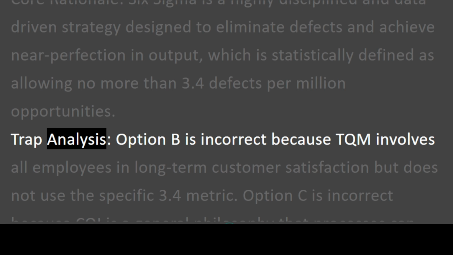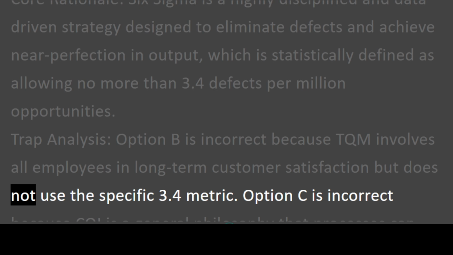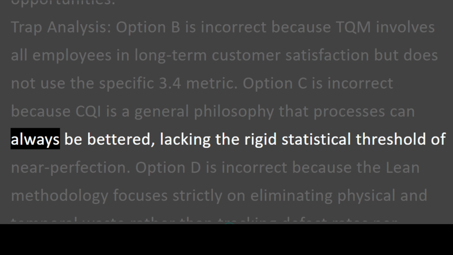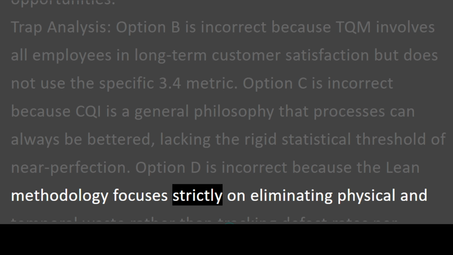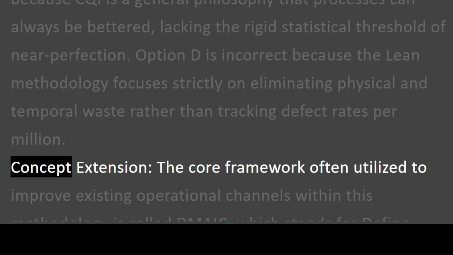Trap analysis. Option B is incorrect because TQM involves all employees in long-term customer satisfaction but does not use the specific 3.4 metric. Option C is incorrect because CQI is a general philosophy that processes can always be bettered, lacking the rigid statistical threshold of near perfection. Option D is incorrect because the lean methodology focuses strictly on eliminating physical and temporal waste rather than tracking defect rates per million. Concept extension.